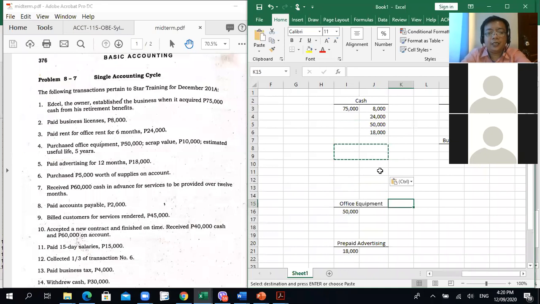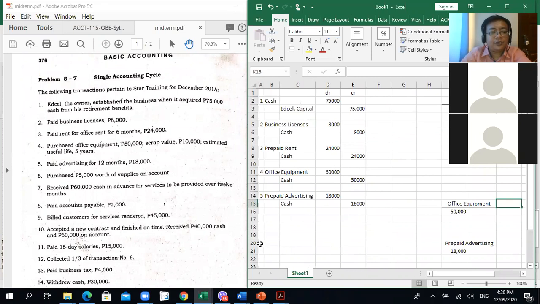Alright, next. Kasi di kakasya yung cash, no? Alright, where are we? We are now in number 6. Purchase 5,000 worth of supplies on account. So meaning you debit here supplies, right? The cost here is 5,000. Meaning on account. What is the credit here? AP. Very good. Accounts payable, and the cost here is 5,000.